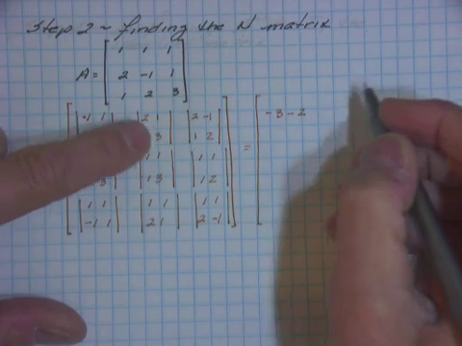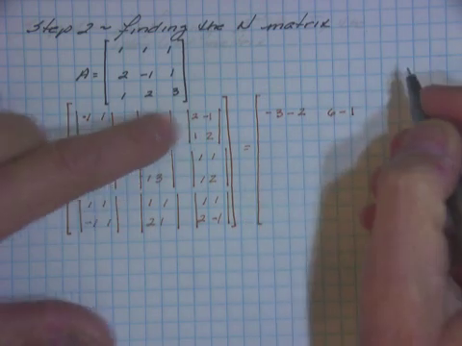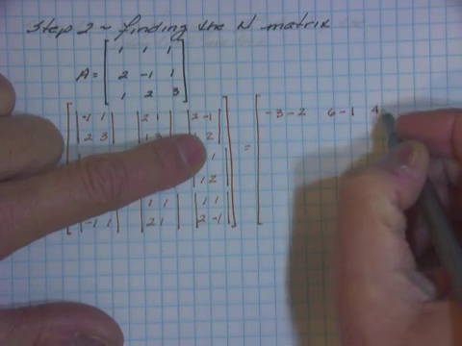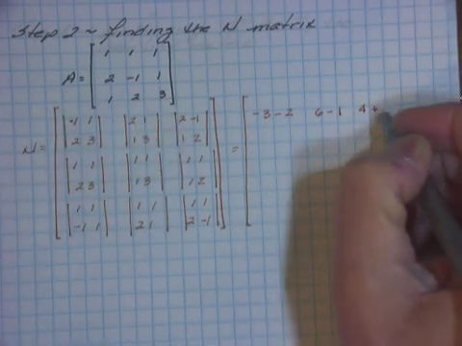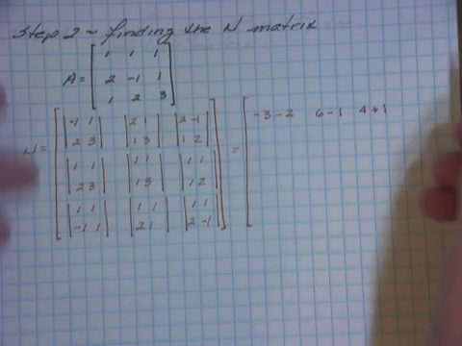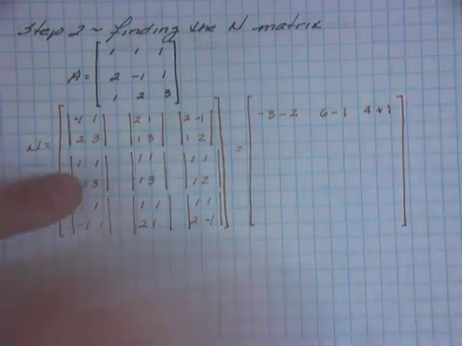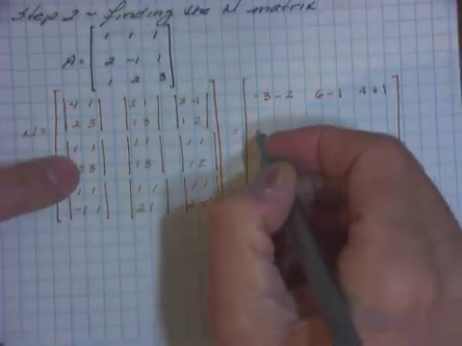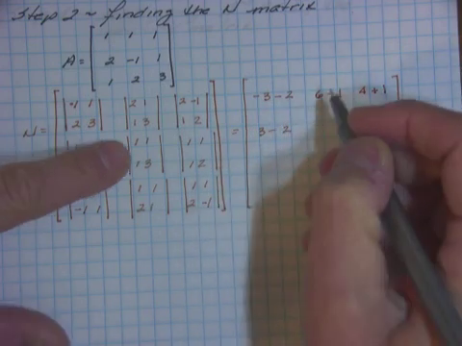So we've got negative 1 times 3 is negative 3 minus 2 times 1 is 2. We've got 2 times 3 is 6 minus 1 times 1 is 1. 2 times 2 is 4 minus 1 times negative 1 is negative 1. So we're going to make that a plus 1.